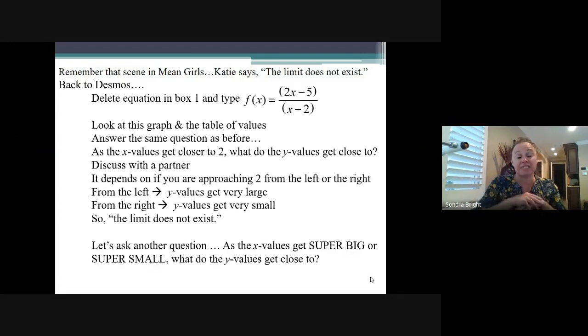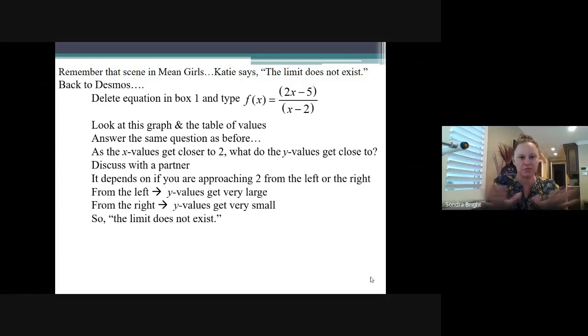Now this is a completely different question. First of all, from the left and from the right, your y values are going in different directions. One's going to positive infinity. From the right, it's going to negative infinity. And so the limit does not exist because they're going to different values. We can ask other things though too. So that was as x is approaching 2, and 2 made a vertical asymptote right here, right?